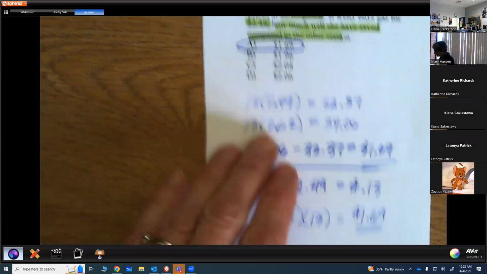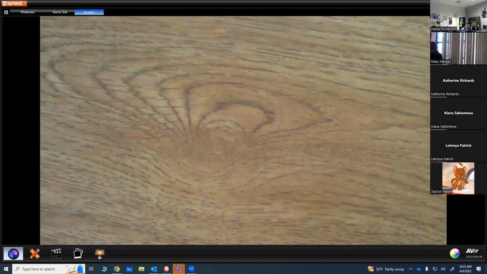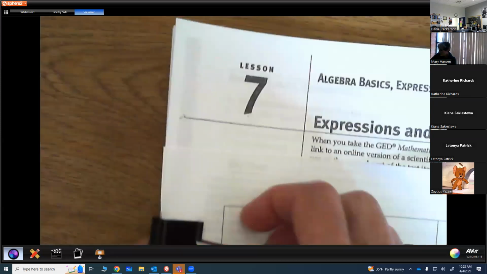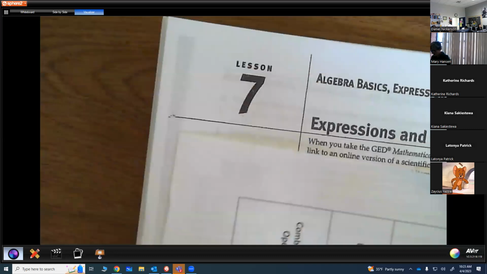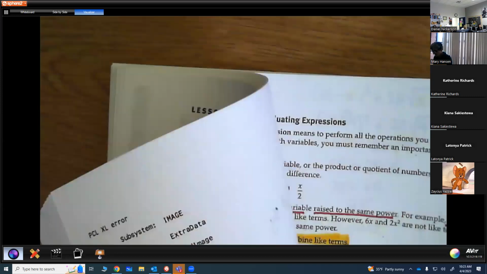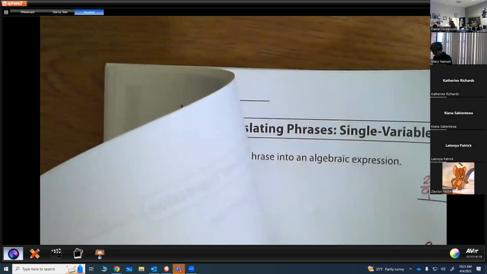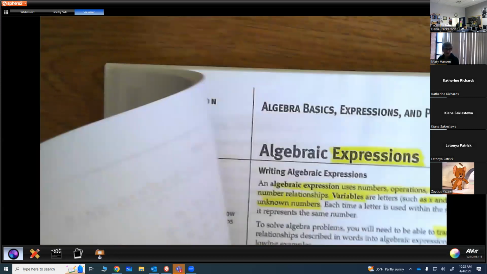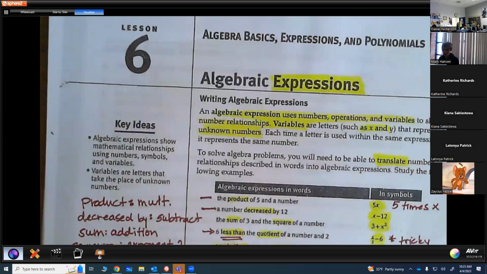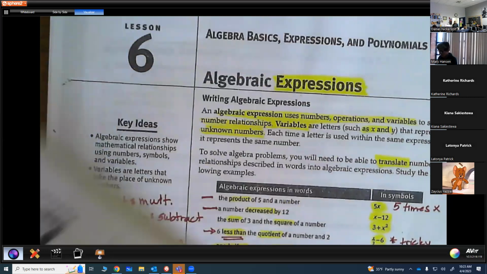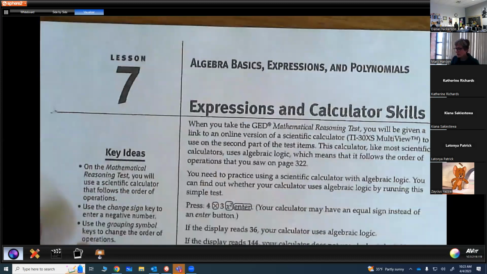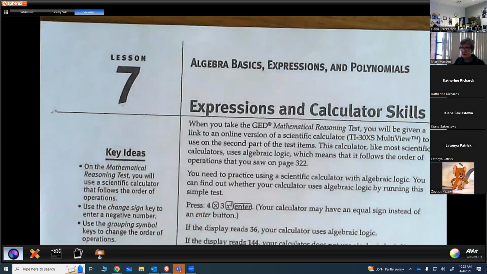So we are continuing on in this packet we've been working on. The front page had lesson 6 on it. The front page of this packet looks like this. We are on page 8 of it, and it's expressions and calculator skills. I'm going to grab the link just in case there's anyone who needs it.